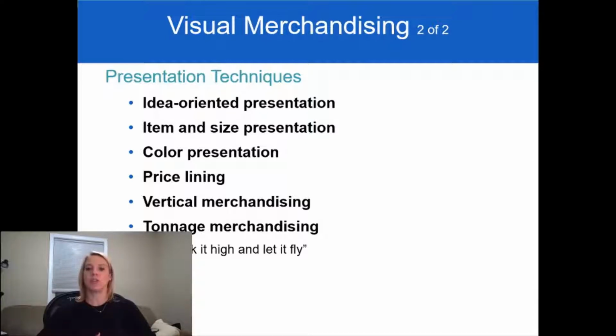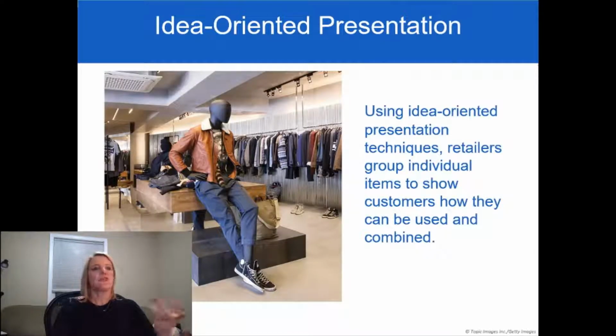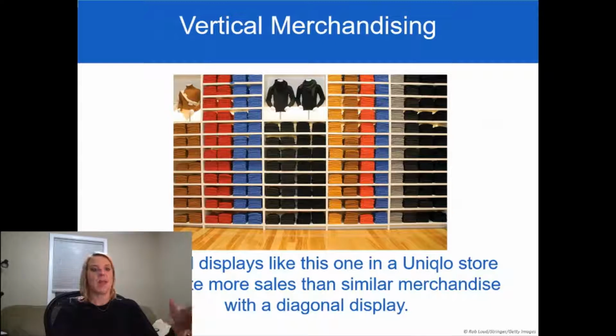stocking your merchandise. And then, as the name implies, tonnage merchandising is a display technique in which large quantities of merchandise are displayed together to enhance and reinforce a store's price image. Using this display concept, the merchandise itself is the display. So this is just a graphical representation of idea-oriented presentation of merchandise. And this is what a vertical display would look like.